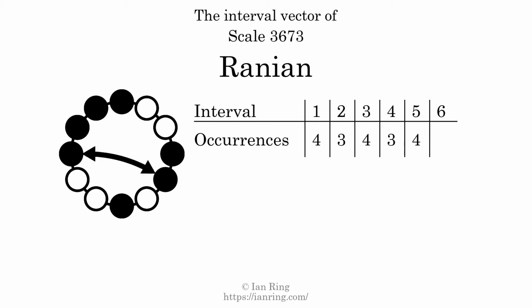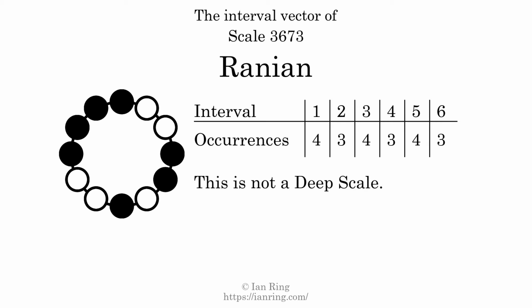They are here, here, here, and here. There are 3 intervals with the size of 6 semitones. They are here, here, and here. Each interval does not appear in this scale a unique number of times, so this is not a deep scale.